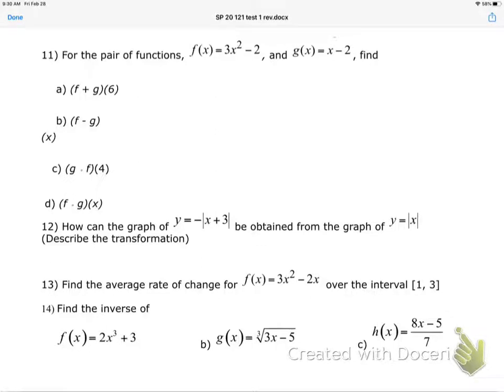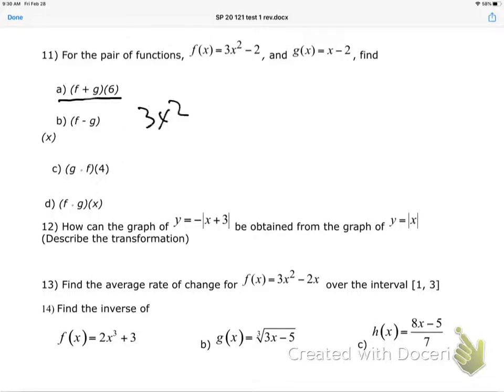Right, algebra and composition of functions. Okay, so this here just means plug a 6 into both functions and then add them. If I plug a 6 into here, 36 times 3 minus 2, yeah, that gives me 106. Plug a 6 into here, 6 minus 2, that's 4. The answer's 110, okay?